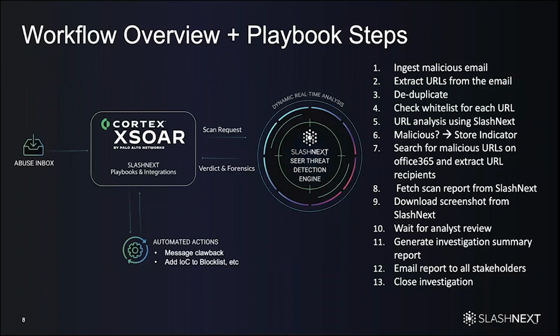When that API call is made, it's actually going to perform that runtime analysis that I mentioned earlier, using virtual browsers and all of the technologies to determine whether or not it's malicious. Once that response is returned with a verdict and additional forensics, we're going to store that indicator. And then we're going to take it a step further. Once the URL is determined to be malicious, we're going to search Office 365 to see what other recipients in an organization received an email also containing that URL.